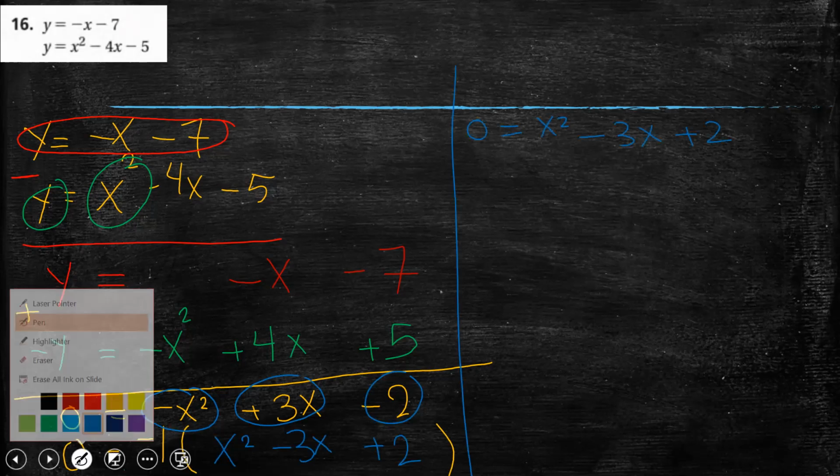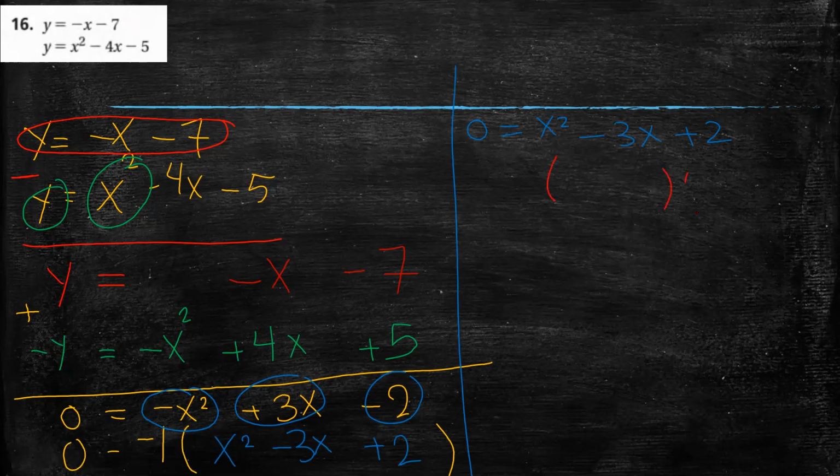What do I have to do now? I have to factorize them. x minus 2, x minus 1. Is it right? It's negative 2 and negative 1. Negative 2 times negative 1 is positive 2. And negative 2 plus negative 1 is negative 3. Yes, okay? And after I factorize, how many values for x do I have? 2 values: 2 and 1.